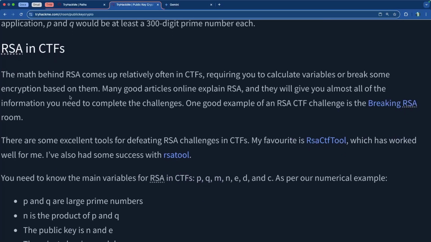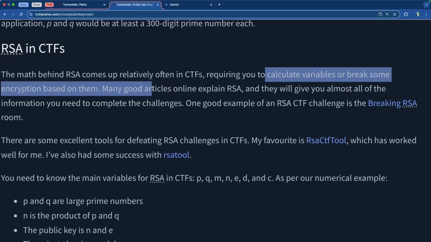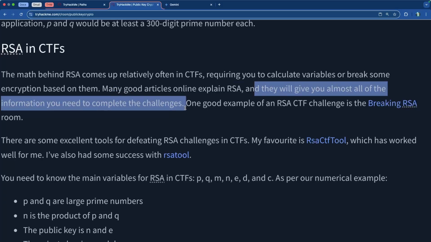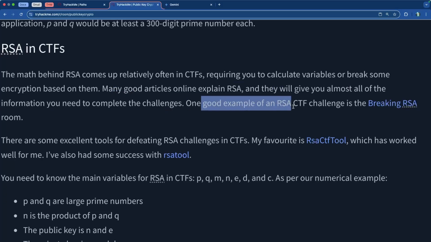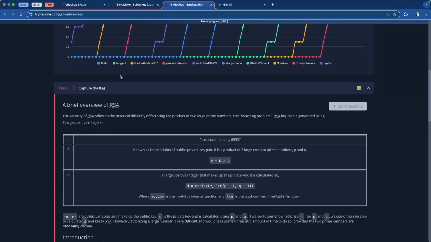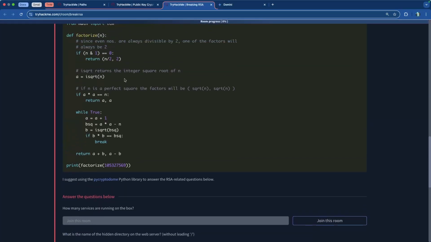Okay, here we go. RSA in capture the flag situations. The math behind RSA comes up relatively often in capture the flags, requiring you to calculate variables or break some encryption based on them. Many good articles online explain RSA, and they will give you almost all of the information you need to complete the challenges. One good example of an RSA CTF challenge is the Breaking RSA room. So let's see if we've even done this. Probably have not done this. I have not done this, so that's an interesting example of it.